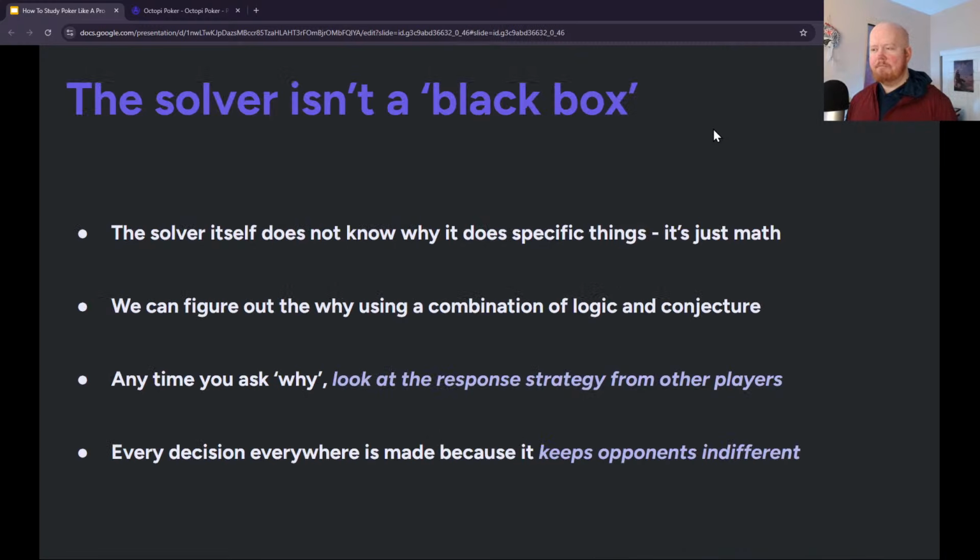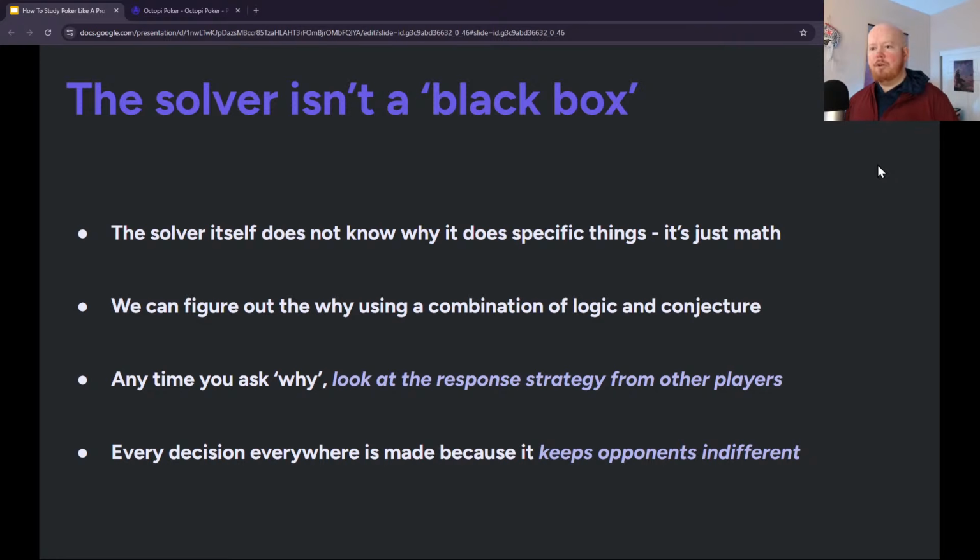And if we want to talk about this in a bit more detail, it's important to remember that the solver is not a black box. The solver is not something where the answers are unclear or where the answers are unknown. It's not using a sort of mysterious methodology. It's using a very specific methodology. The solver doesn't know itself why it does specific things. It's just math. It's just brute forcing its way to the best strategy. But we can definitely identify trends, we can identify logic, and we can speculate with some degree of accuracy about why certain things happen the way that they do.